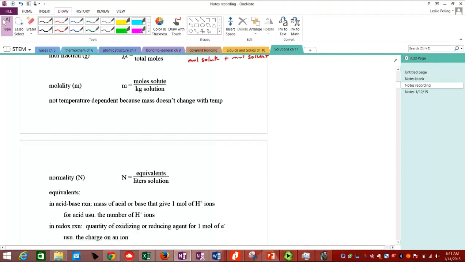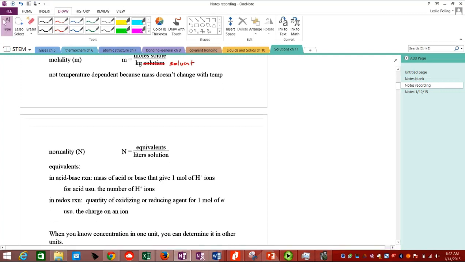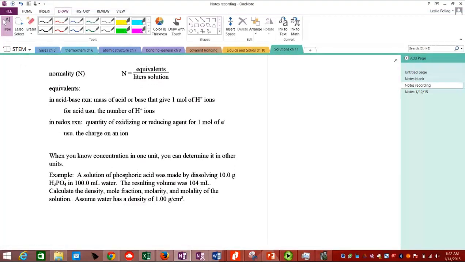Molality, moles of solute over kilograms of solution. That is a very, very important typo. That is kilograms of solvent. Need to make sure everybody's got that fixed. Sorry about that. Then normality, equivalents over liters of solution. We're going to use that with acids, usually.